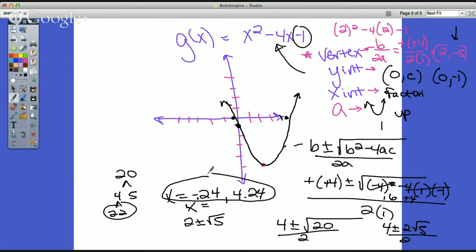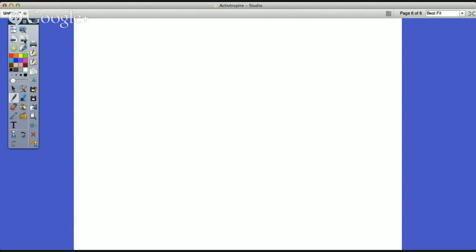X-intercepts are down here below, and really the mathematically beautiful way is to put it as negative 0.24, comma 0, and 4.24, comma 0 as well. All right. So those are what I would do for number 19. It's a pretty tough one, but again, very doable going off of that. Okay, let's do 20 now and 21.